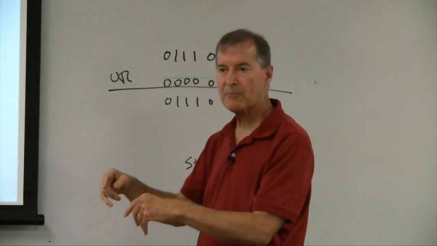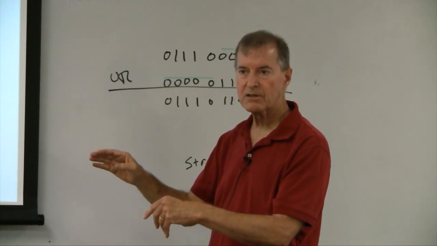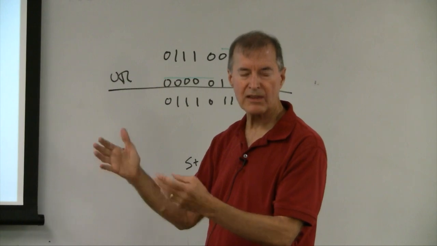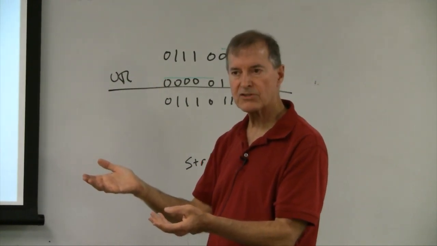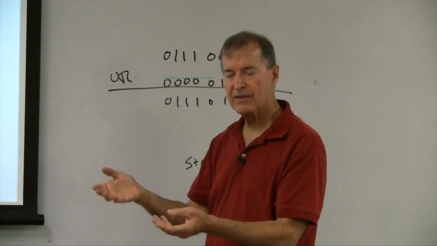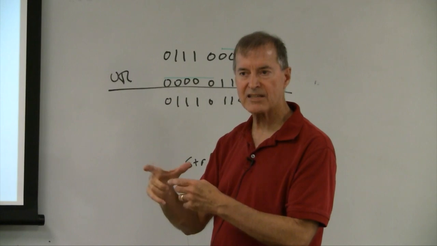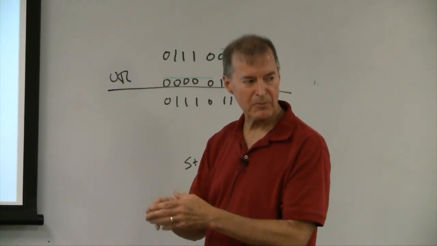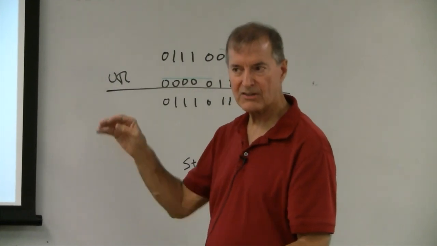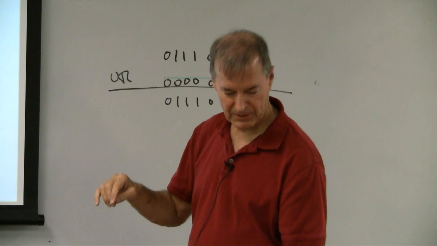So modding with the capacity of the hash table, that computation is not inside the function. Are you with me? Because the function doesn't know anything about the size of the table. The function just computes a hash value, and you can use it for any size of table that you want. So the last thing that you have to do when you actually put it in the subscript is mod it with the capacity of the table. That's not in the function itself. Is everybody clear on that?